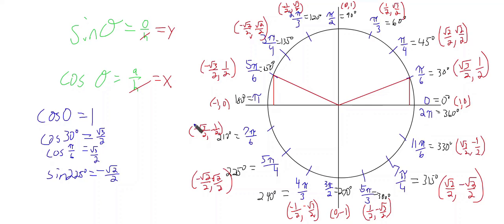And I hope this really helps you understand this. The cosine of an angle gives you the x value at that angle. The sine of an angle gives you the y value at that angle. I think that's remarkable and a very nice way of learning how to do this.